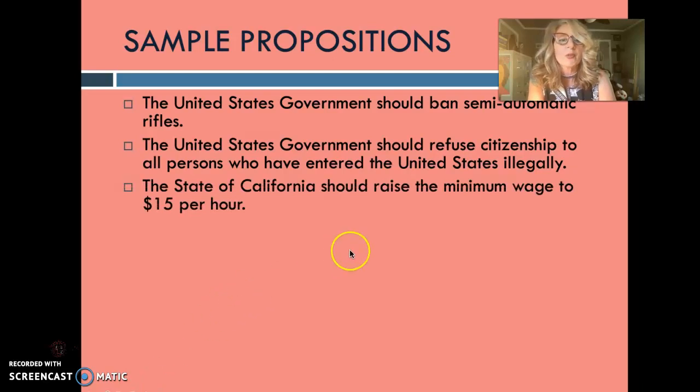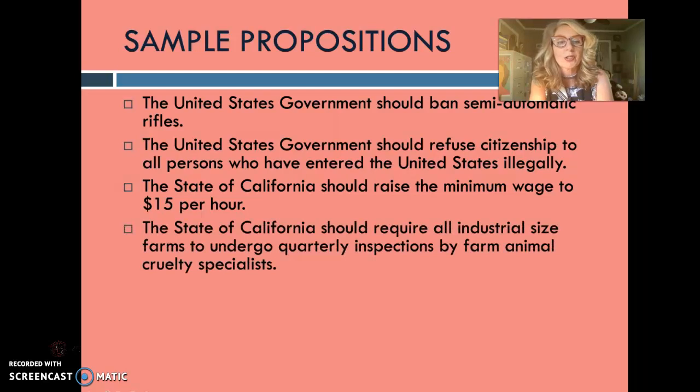Okay, state of California should raise the minimum wage to $15 per hour. The state of California might have already done that. So I have not updated these particular propositions. All right, the state of California should require all industrial-sized farms to undergo quarterly inspections by farm animal cruelty specialists. Okay, that's long, but you get it, right? The state of California is the agent, or the agency in this case. They would require any industrial-sized farms.